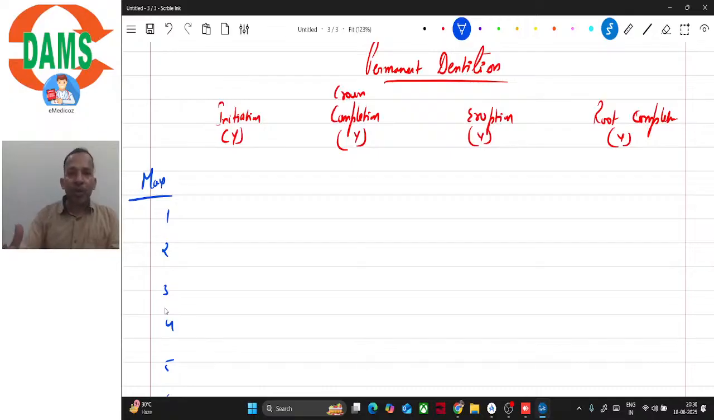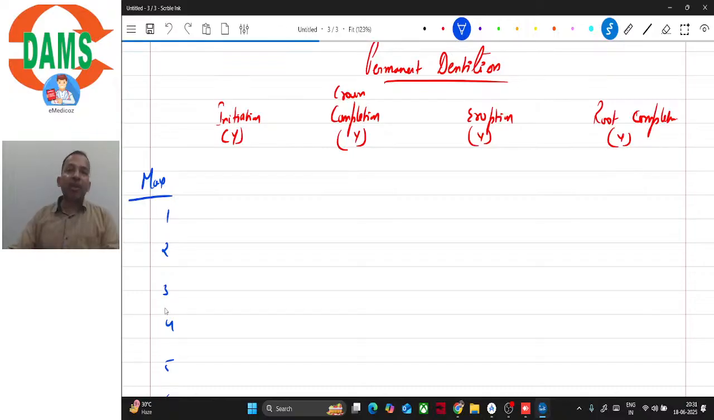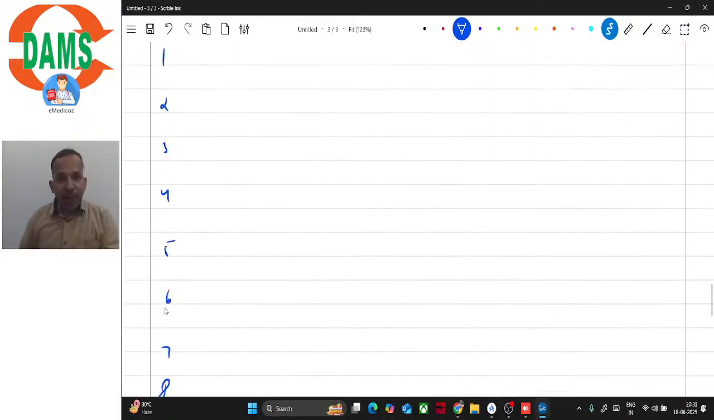So when we talk about initiation, remember that some of the teeth will initiate in the first year of life, then some will initiate in the second year of life, others will initiate in third year of life, right? Except for the third molar. So these rules are for all the teeth except third molars. So some teeth will initiate in first year of life. How many? 4. So in the first year of life, 4 teeth will initiate.